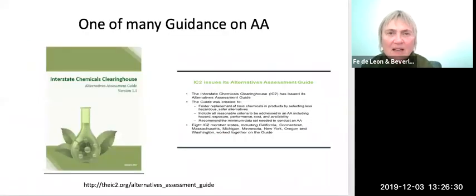And I won't go through the many guidance, but there's so many guidance on alternatives assessment that this is just one of them, which has some nice flow charts. It's been updated recently. So many people have been working on alternatives assessment.